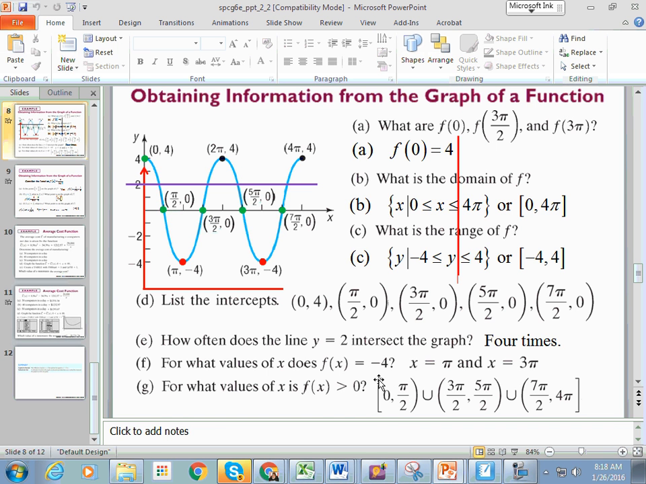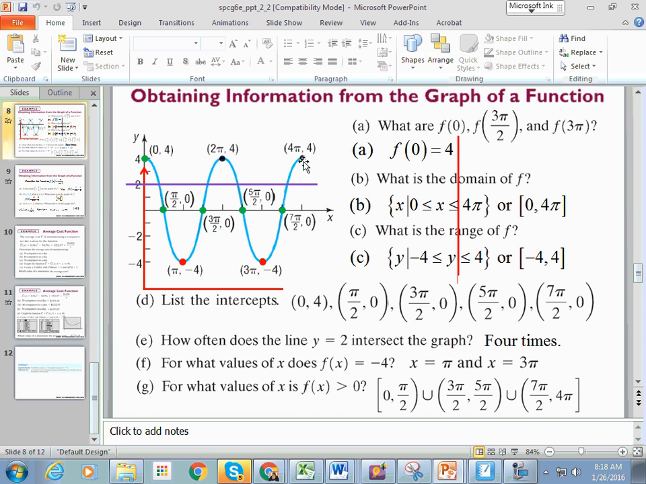So in interval notation, we include 0 because 0 is included in our graph to pi over 2. But pi over 2 is not included because we are equal to 0 at pi over 2 and not greater than 0. Union with, the next time we are positive, it's at 3 pi over 2 all the way to 5 pi over 2, and neither of those are included because we are not greater than 0 at these two values. We are equal to 0.